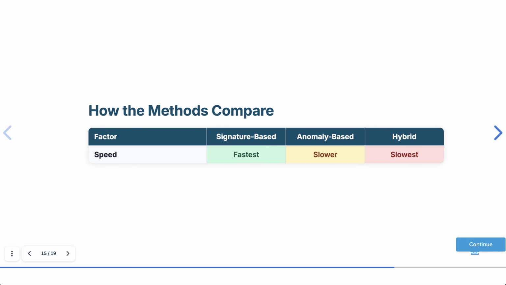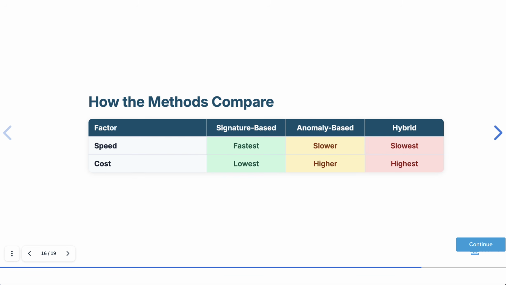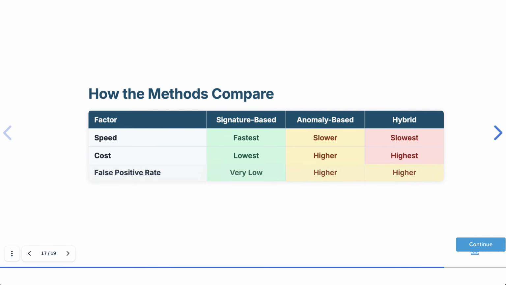How the methods compare. Speed. Signature-based fastest, anomaly-based slower, hybrid slowest. Signature-based wins here because it's doing the least work per packet, just a database lookup with no baseline computation. Cost. Signature-based lowest, anomaly-based higher, hybrid highest. Signature-based wins again. Fast and cheap, that combination is a big part of why it remains the most widely deployed detection method, even given its limitations.